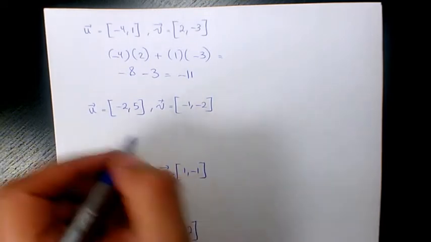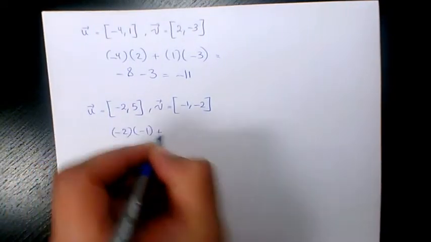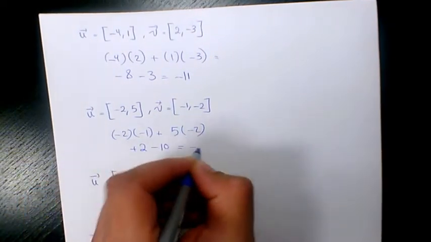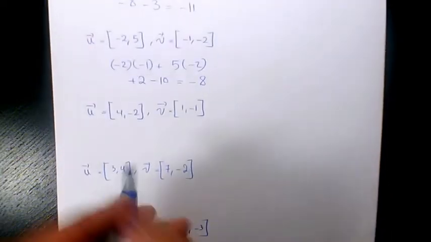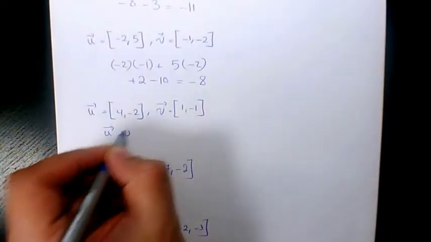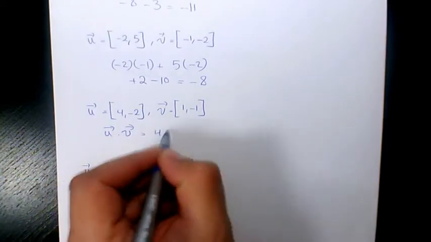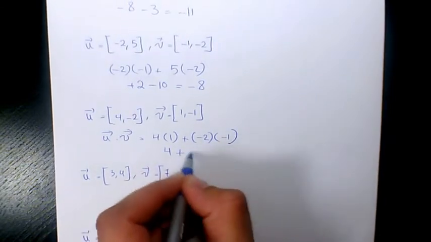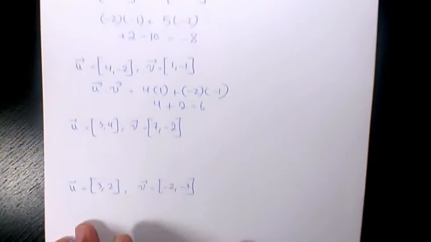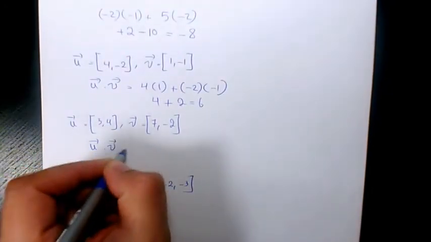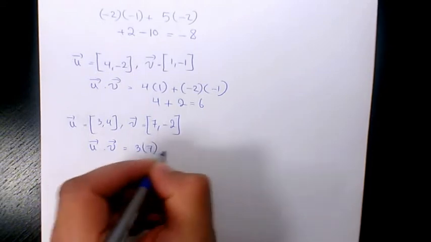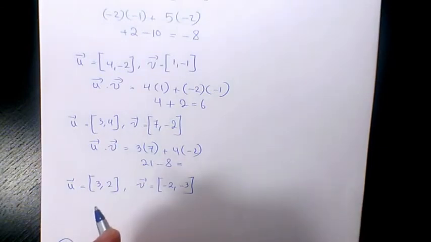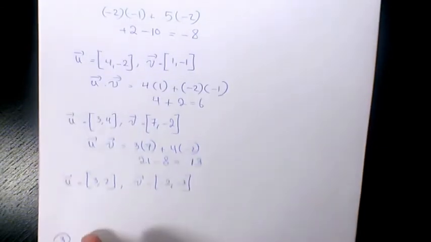Next one, u dot v is going to be negative 2 times negative 1 plus 5 times negative 2. So it's going to be positive 2 minus 10. That's going to be negative 8. Next one, the dot product of u and v is going to be 4 times 1 plus negative 2 times negative 1. That will be 4 plus 2, that will be 6. Next one, u dot v will be 3 times 7 plus 4 times negative 2. So it's going to be 21 minus 8, and that's going to make it 13.